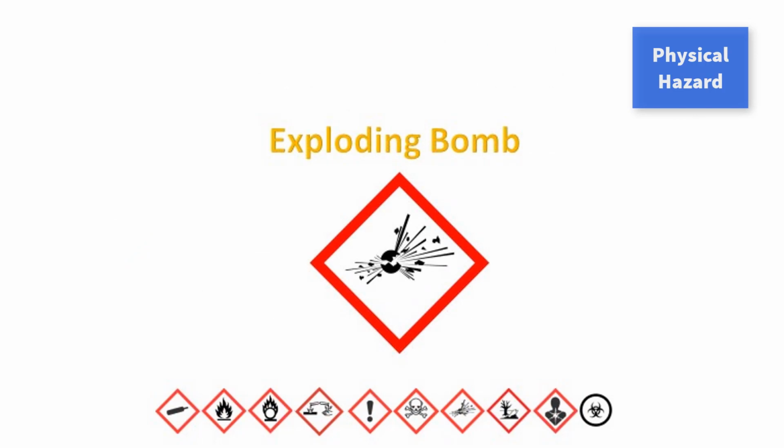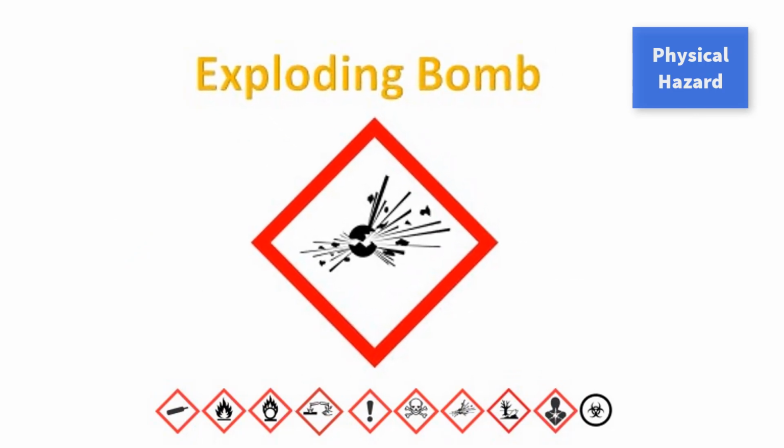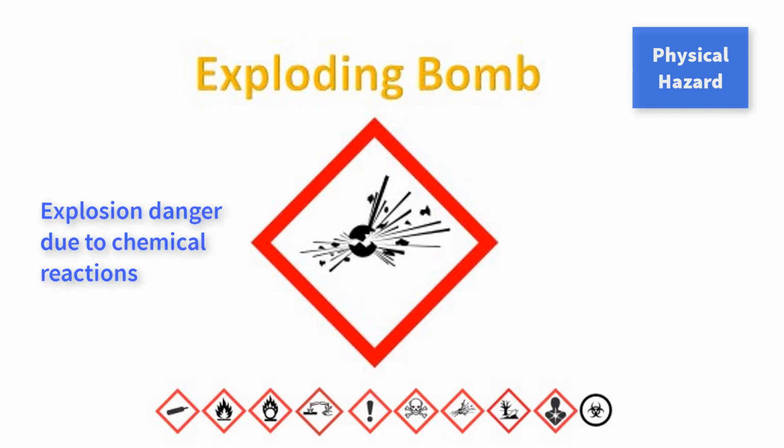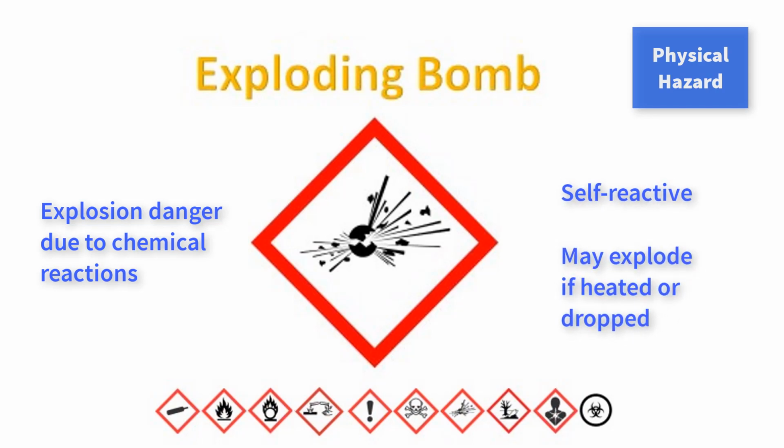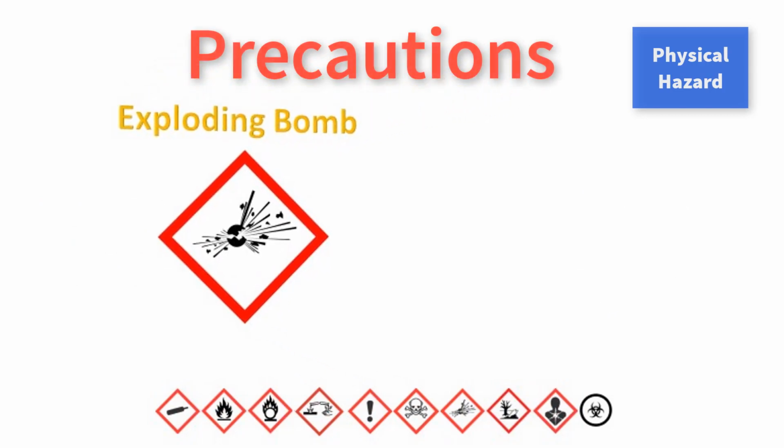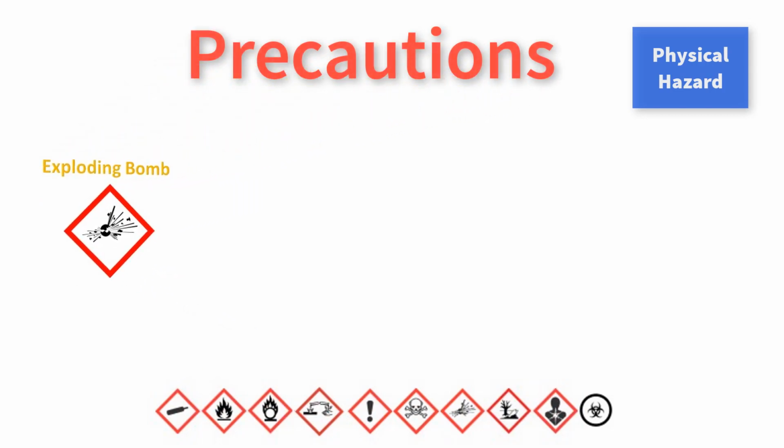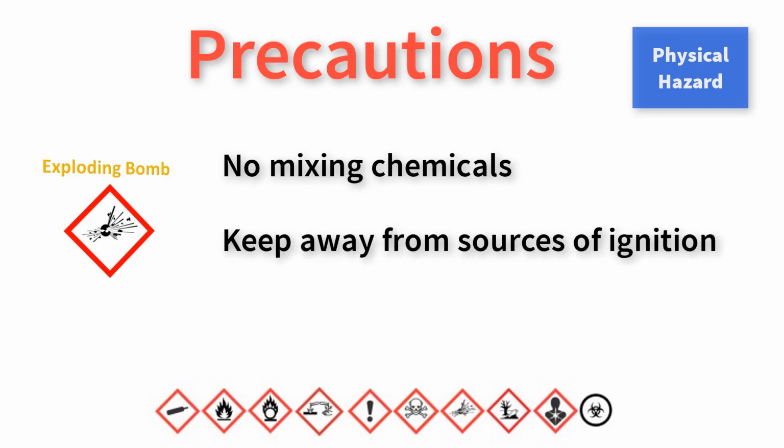The last physical hazard pictogram is the exploding bomb. This symbol warns that the material poses an explosion danger due to chemical reactions. It can be self-reactive, and the container may explode if it is heated or dropped. When you see a chemical with an exploding bomb symbol on it, avoid mixing it with other chemicals and keep it away from potential sources of ignition.